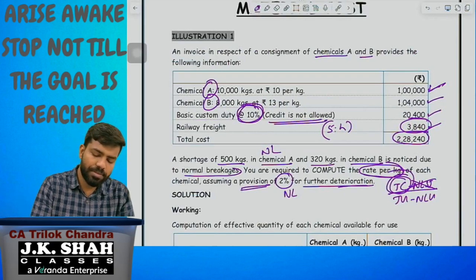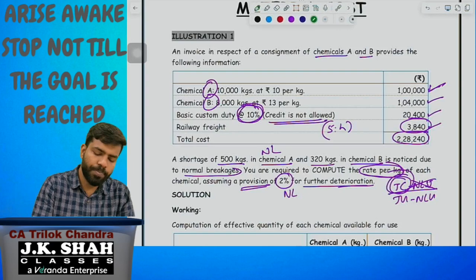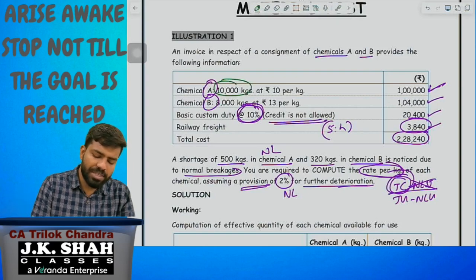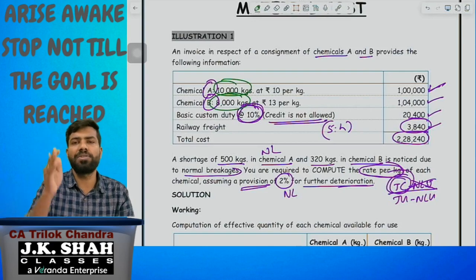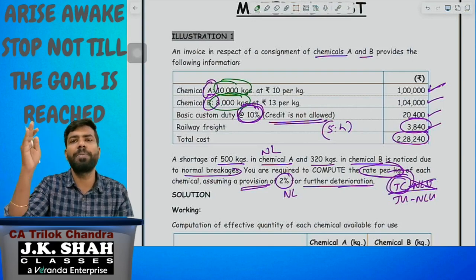Total kgs. Just a second, let me change the color. Total kgs is 10,000 kgs. Here it is 800 kgs. From 10, let me discuss about chemical A. The same is applicable to chemical B.